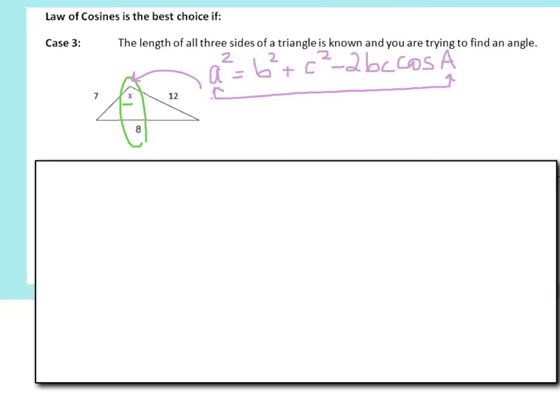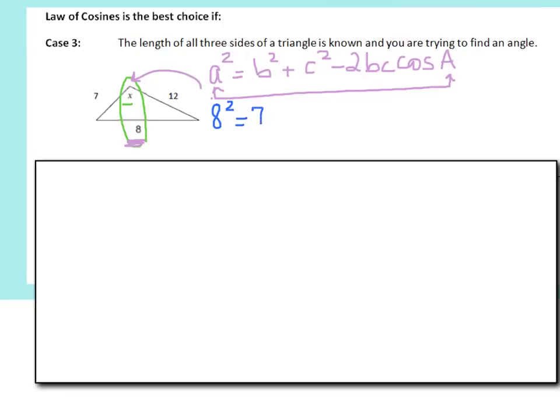Those are the ones that we are replacing. So 8 is my side. That means 8 is going to be first. 8 squared is equal to... Now B and C can be the other two sides, and it doesn't matter which one is which.